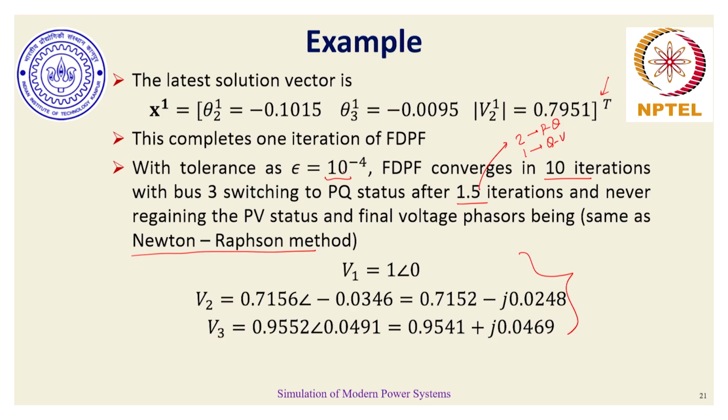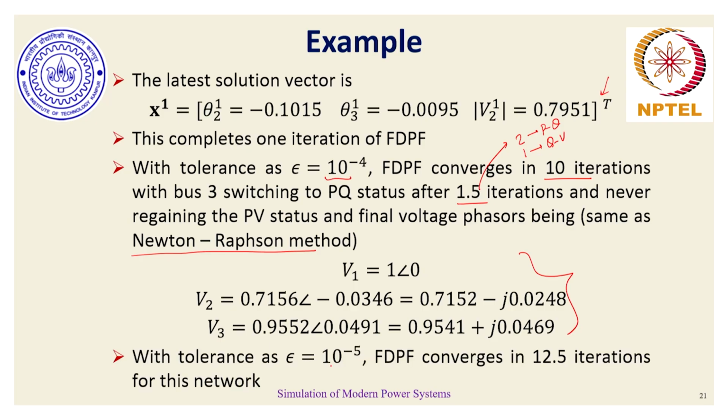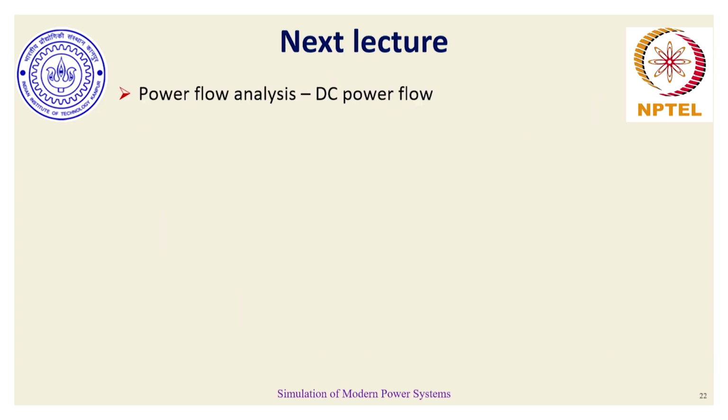If we lower the tolerance further, that is, make it 10 to the power minus 5, the convergence happens in 12.5 iterations. All these numbers, all these vectors, values, have been obtained from a code written in MATLAB, which is what I was explaining the other day, in another discussion, that MATLAB is a very well-known tool used by power engineers for solving such exercises.